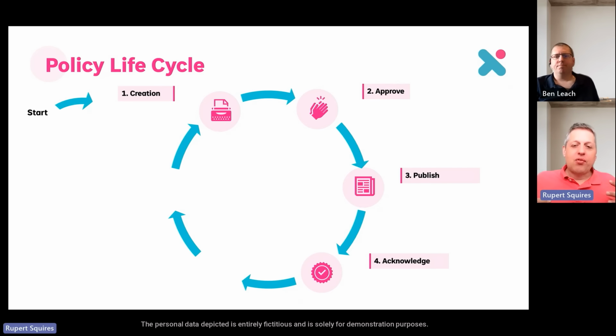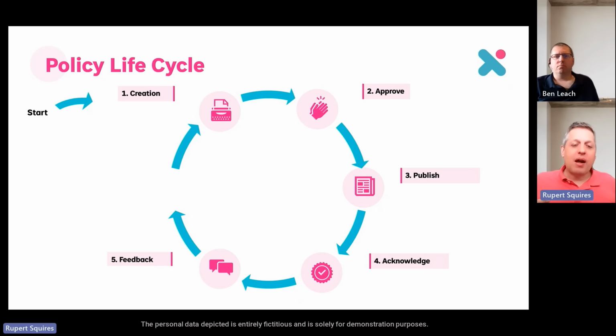There's going to be examples where when that policy is published, that you want people to acknowledge or attest that they understand and agree to the policy, and you'll want to create a record for that. So historically, you might have given a piece of paper to sign. We're going to show you how we can do that using the Microsoft platform and create that audit trail as well.